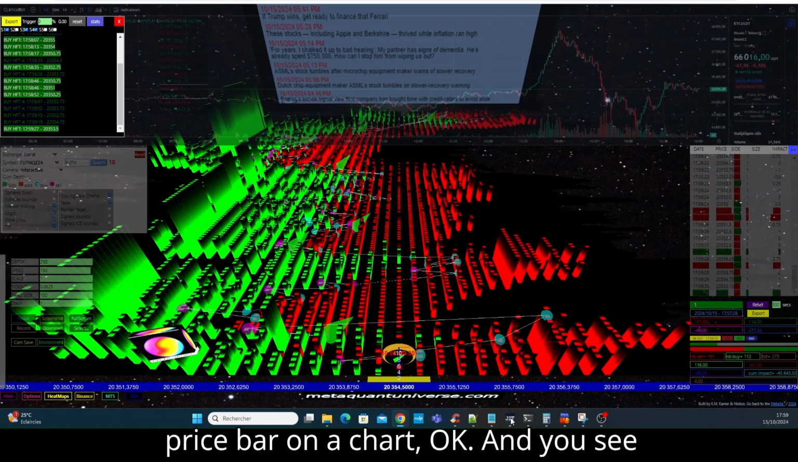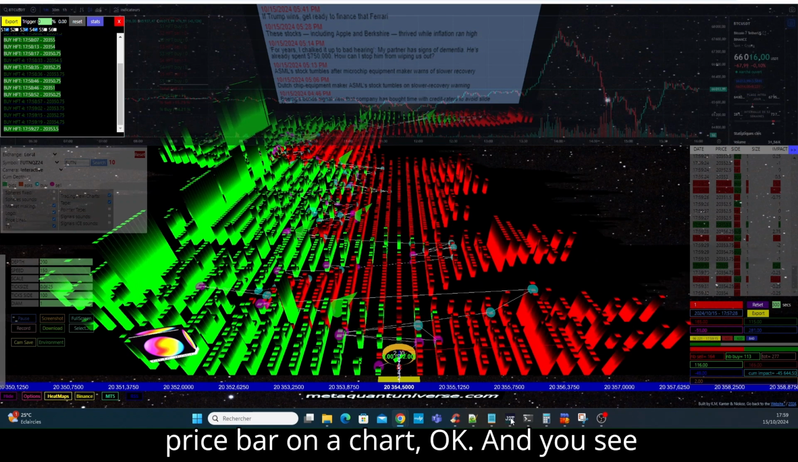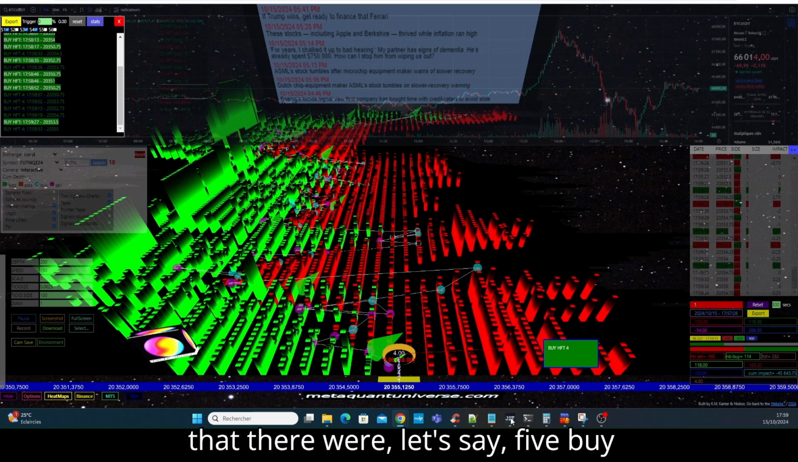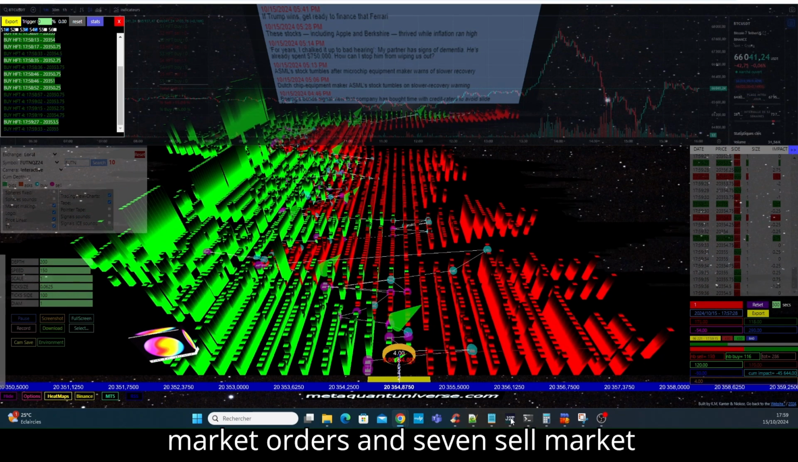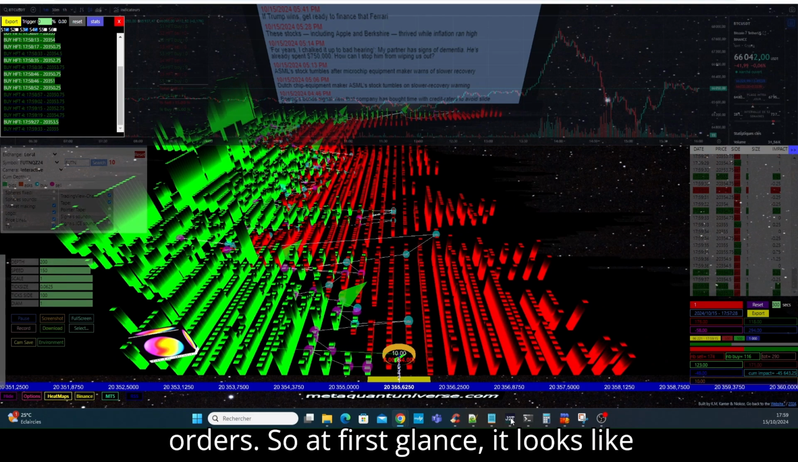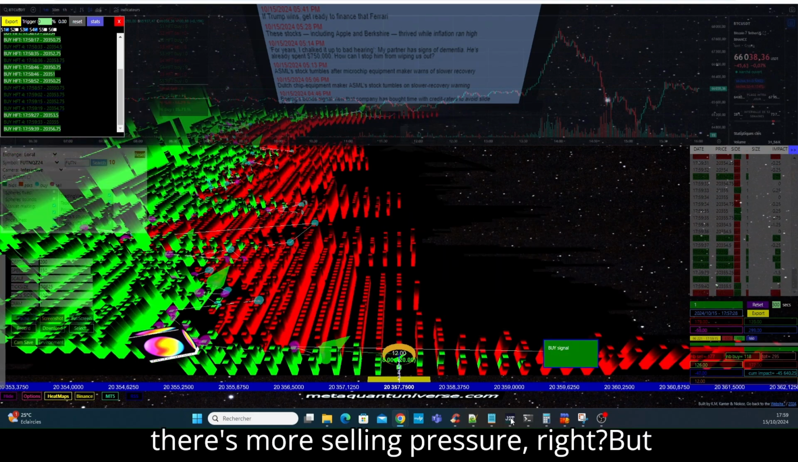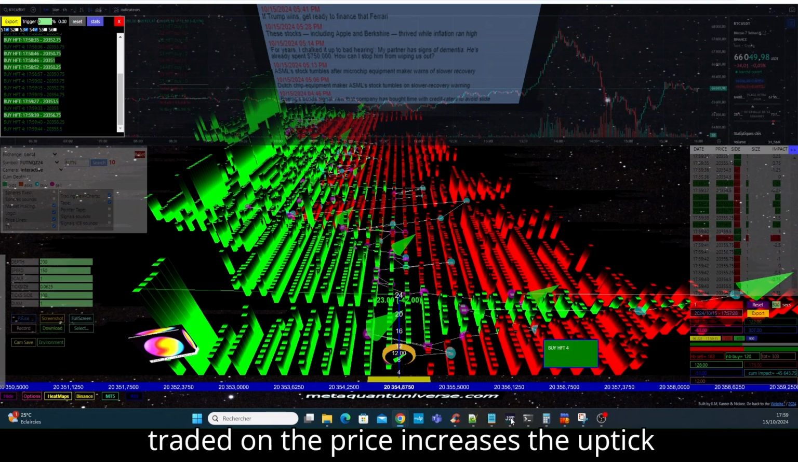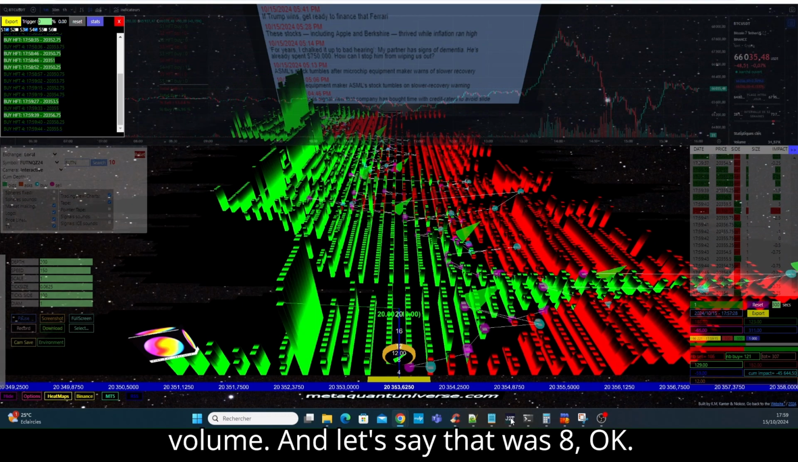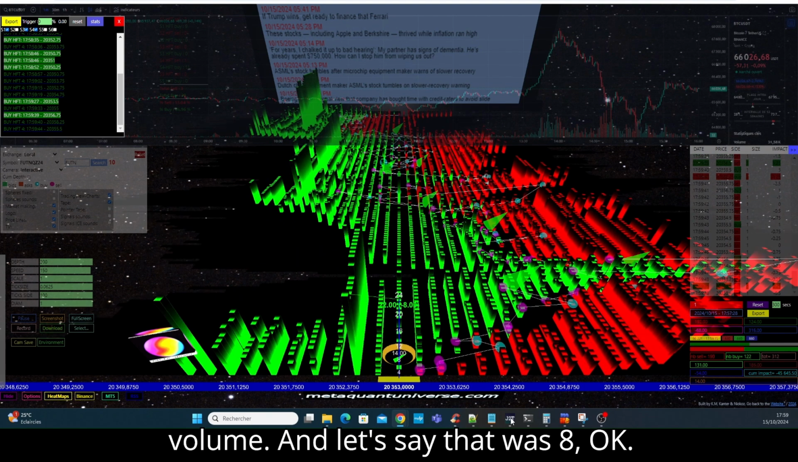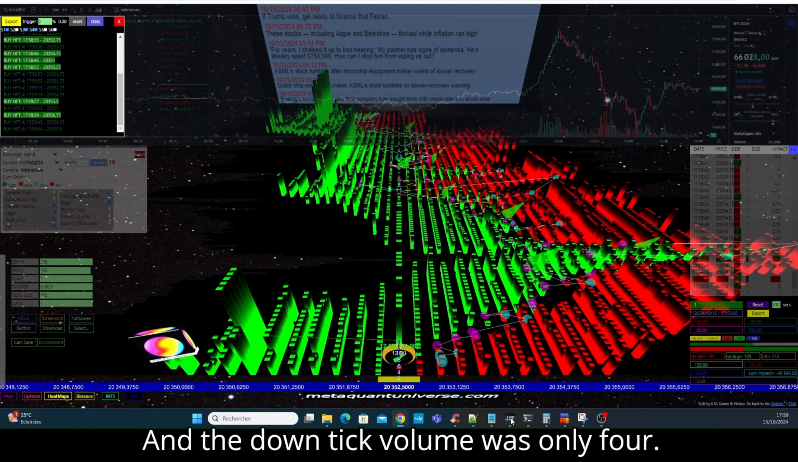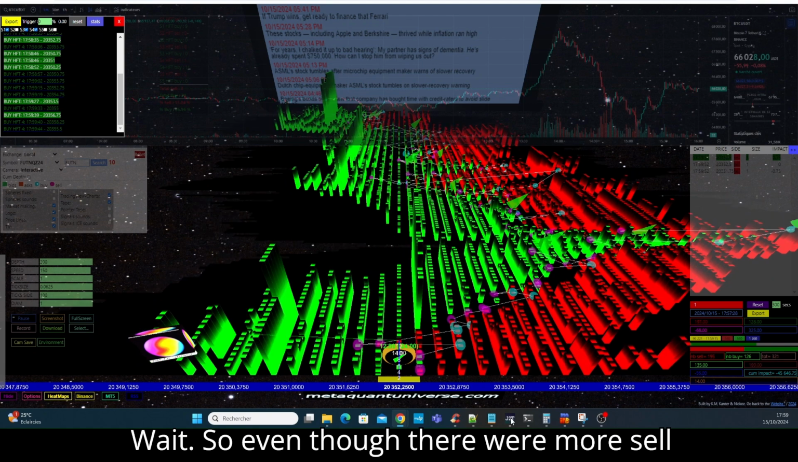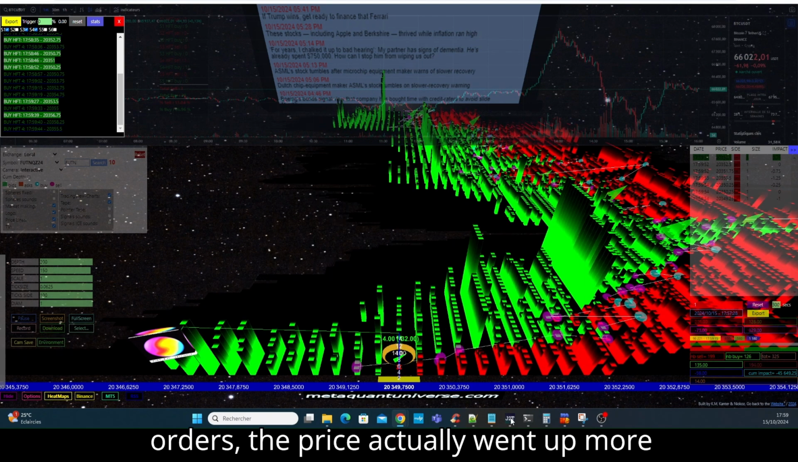Imagine you're looking at a price bar on a chart, and you see that there were, let's say, 5 buy market orders and 7 sell market orders. So at first glance, it looks like there's more selling pressure? Right. But then we dig deeper. We look at the volume traded on the price increases, the uptick volume, and let's say that was 8. And the downtick volume was only 4. Wait, so even though there were more sell orders, the price actually went up more often?